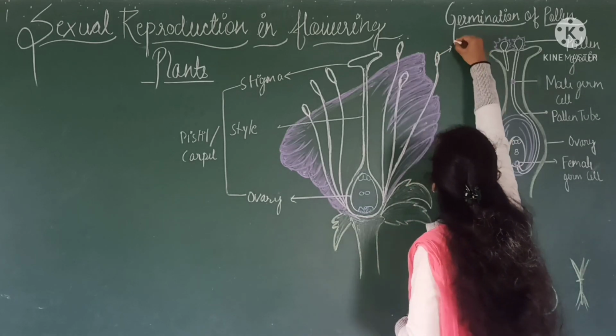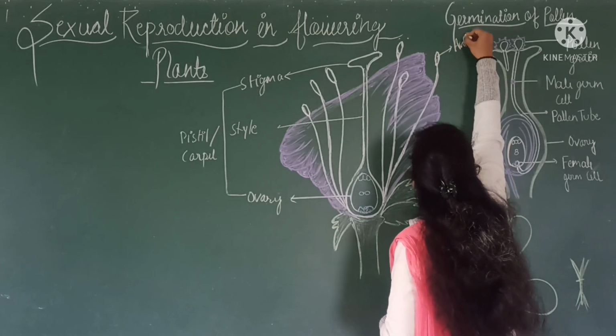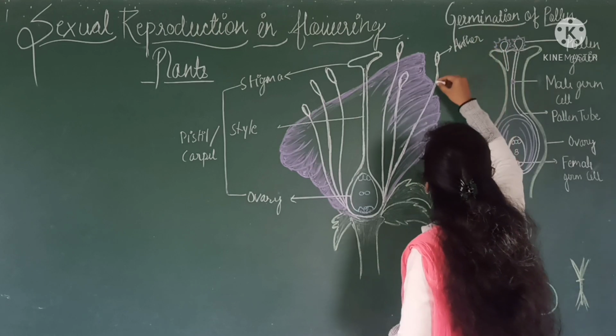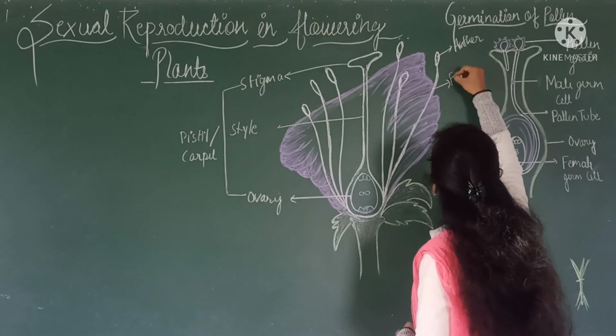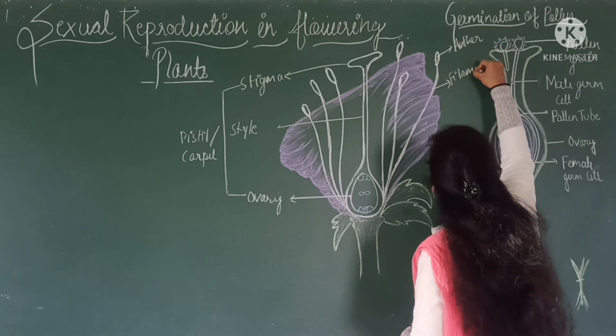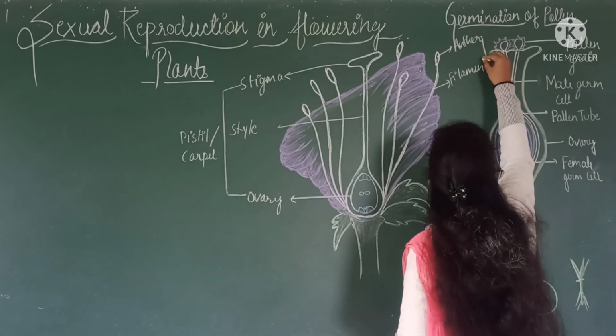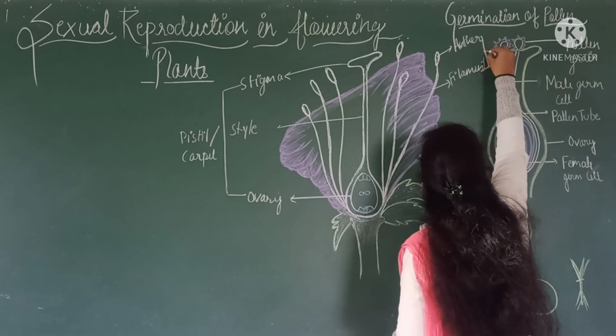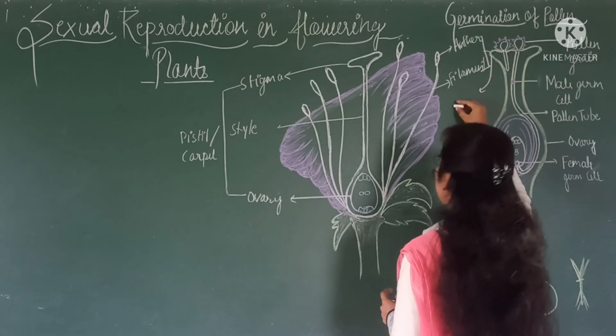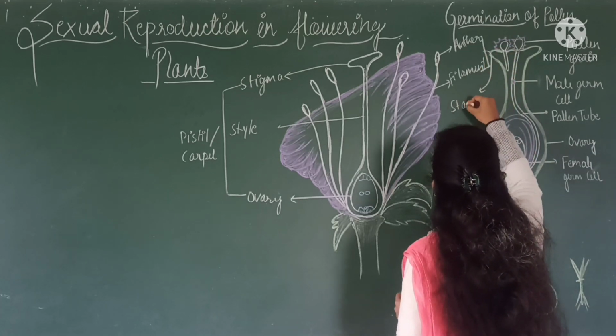this is anther and this is filament. Anther and the filament together are known as stamen.